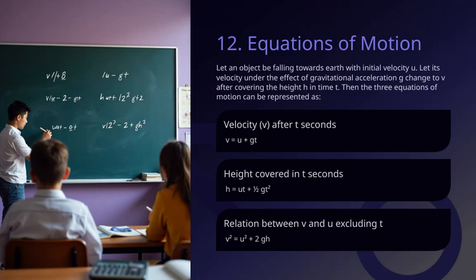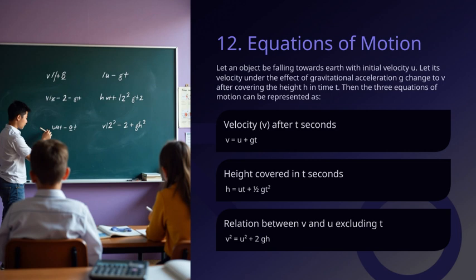Let's take a closer look at the equations of motion for a falling object. Imagine an object starting to fall towards the Earth with an initial velocity u. As it falls, gravity accelerates it downward at a rate g. After covering a certain height h in time t, its velocity has increased to v. The first key point is the equation for velocity after time t, which is v equals u plus gt. This makes sense because the velocity increases linearly with time due to constant acceleration.